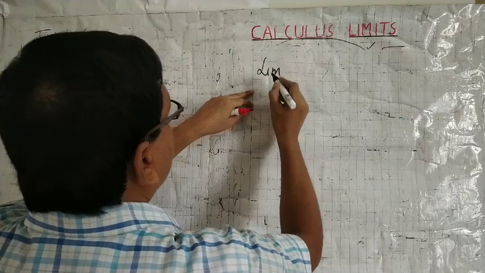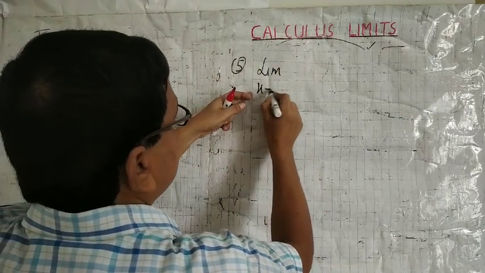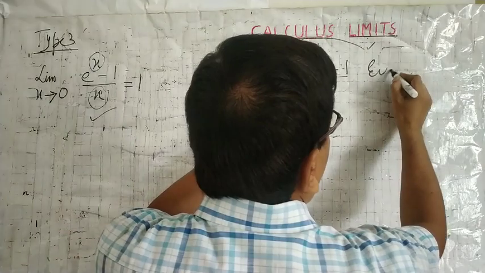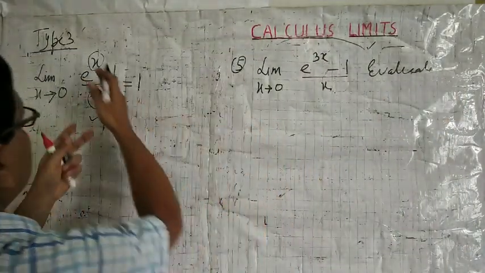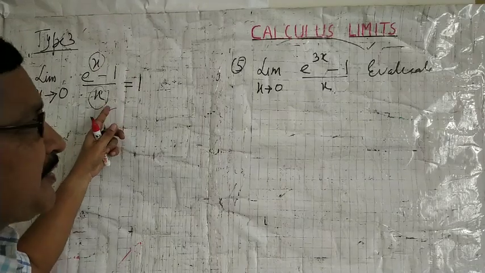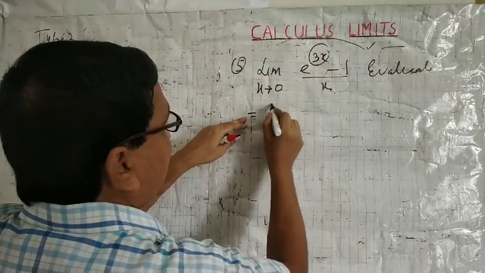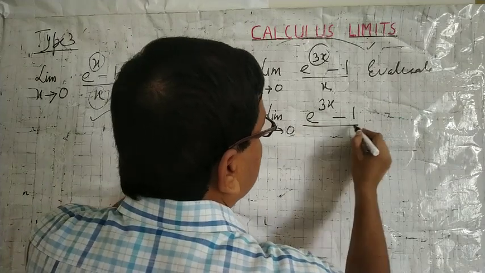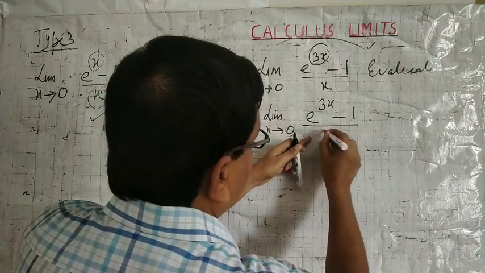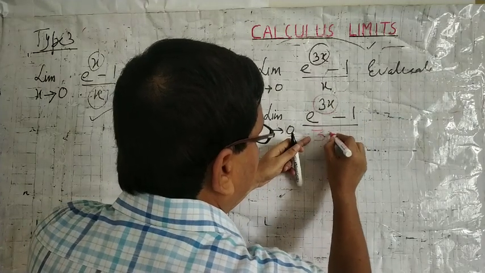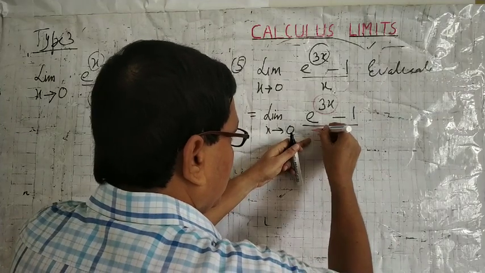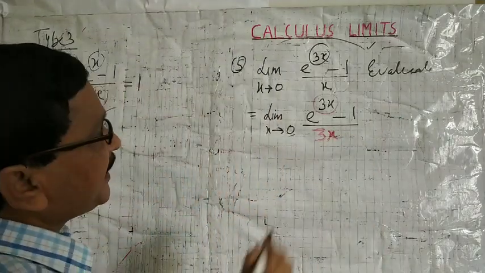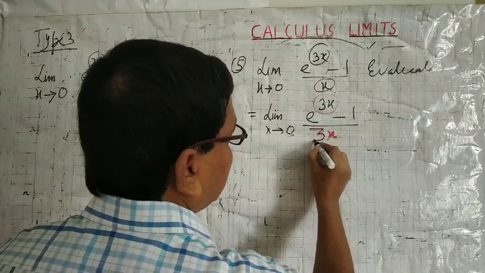Limit x tends to 0, e to the power 3x minus 1 by x. Evaluate. So if e to the power x, then the denominator must be x. If 3x, just see, 3x. So write limit x tends to 0, e to the power 3x minus 1 by, there must be 3x. If 3x is written in the power, here must be 3x, remember. But only x is given, and you have written 3x.